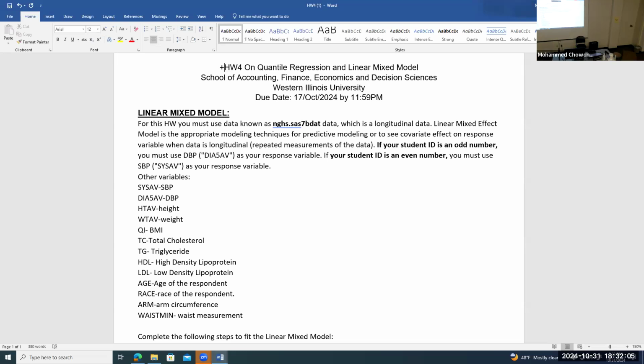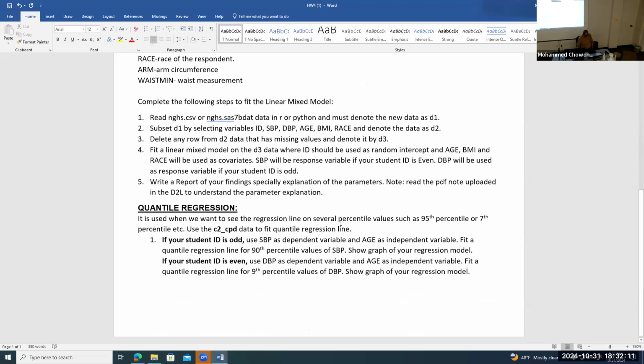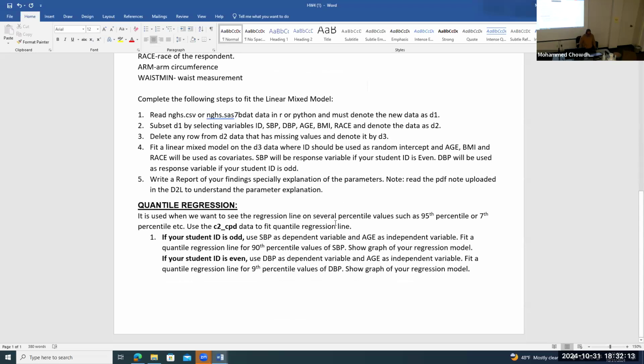You want to construct a line on those percentiles. In such cases, you have to use quantile regression, and quantile regression's parameters are estimated using a linear programming approach. There is the simplex method, and some of the other methods that I mentioned in there.